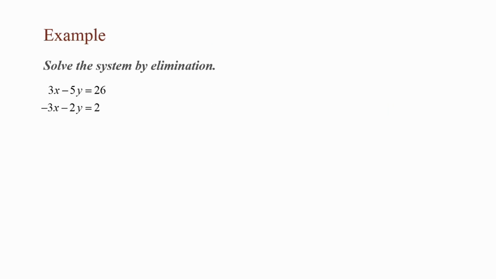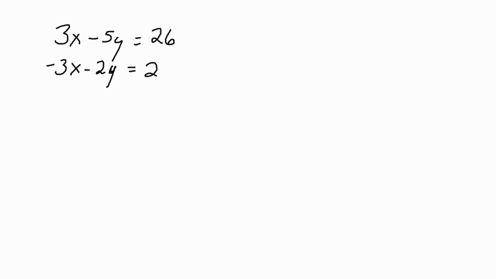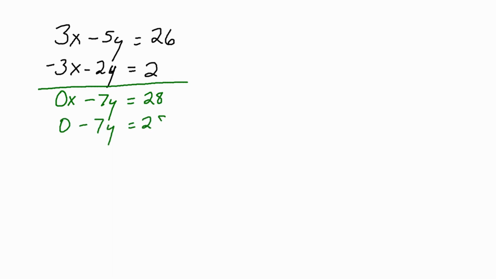In this example, we want to solve the system by elimination. 3x minus 5y equals 26, and negative 3x minus 2y equals 2. So the first thing I want to do is add up the two equations. 3x minus 3x gives me 0x. Negative 5y plus negative 2y gives me a negative 7y. 26 plus 2 gives me 28. 0 times x is just 0, which means I have negative 7y equals 28.